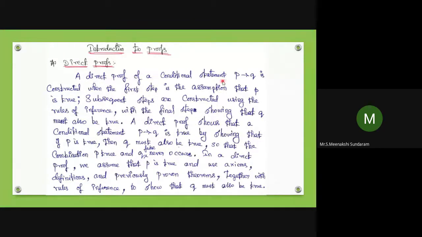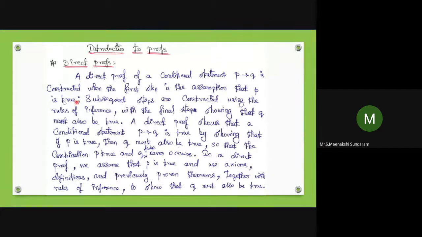The direct proof of a conditional statement P tends to Q is constructed when the first step is the assumption that the left hand side P is true. We assume that the left hand side is true. Already we know the truth table of the conditional. What is the truth table of the conditional P tends to Q? Only true, false is false. All the other cases are true. If P is true, Q cannot be false, so Q must be true. Only in that case is the conditional statement false.